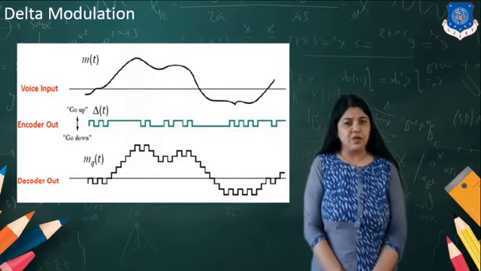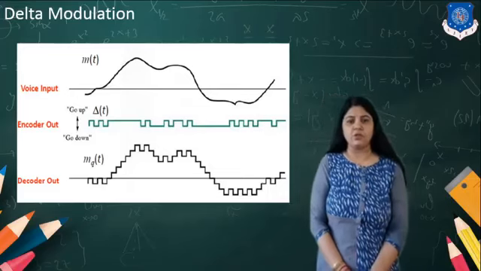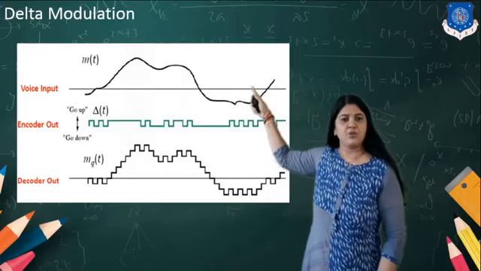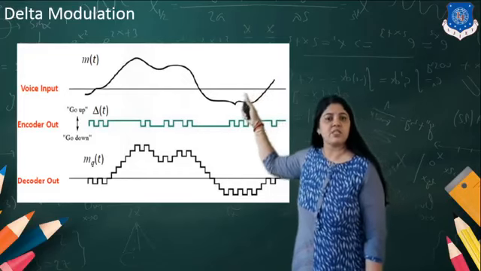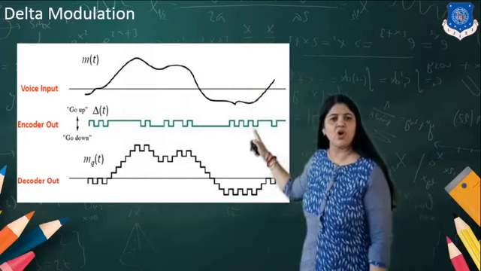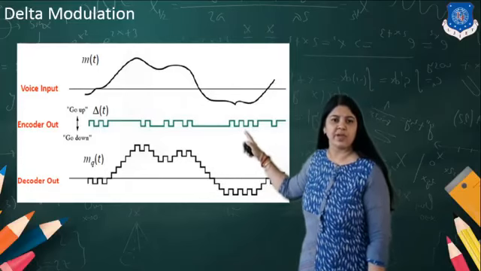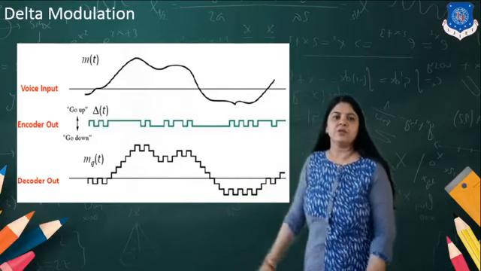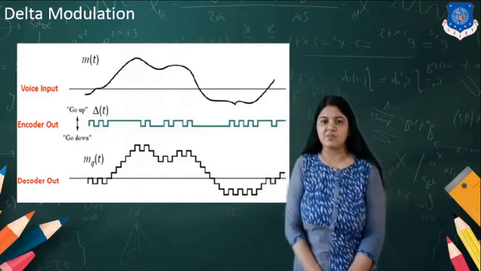So here in the first diagram, we will get an idea about what we have to do in delta modulation. You can see m(t), that is the original continuous-time signal. This is the output of the encoder, and this is the output of the decoder. Now the voice input, the m(t) signal, is transmitted.